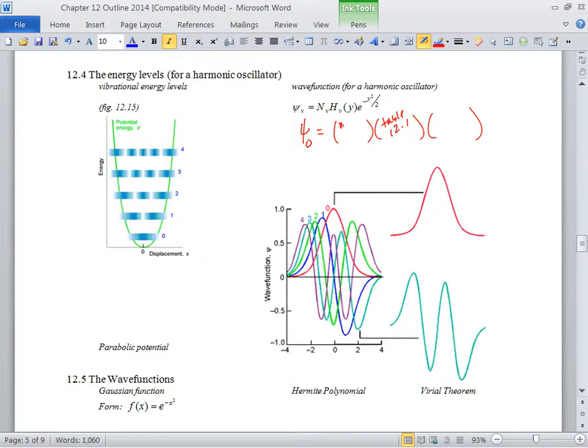So what you need to do is look in your book and write down H_V. They call these Hermite polynomials. And it's nice because they are orthogonal. Now, we had the word orthogonal a while back. Jeff, you remember what it meant?